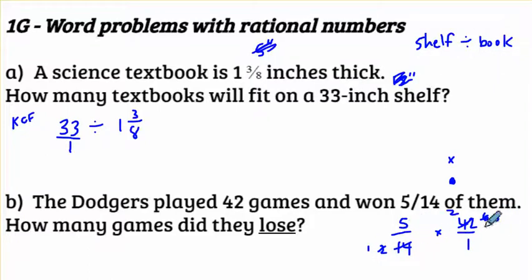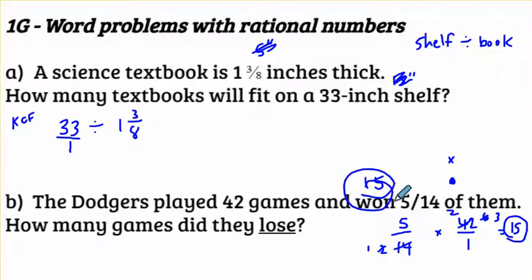Okay, so when I'm all ready to multiply, I've simplified as much as I can. Let's just go ahead and do it. I have 5 times 3, which is 15. And then 1 times 1 is 1. I don't really even need to write that. But have I answered the question? Let's kind of reread this. The Dodgers played 42 games and won 5/14 of them. Oh, so they won 15. So that's how much they did.